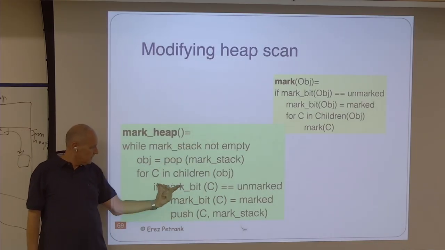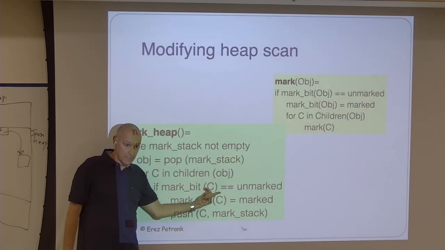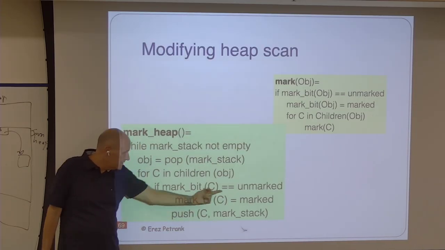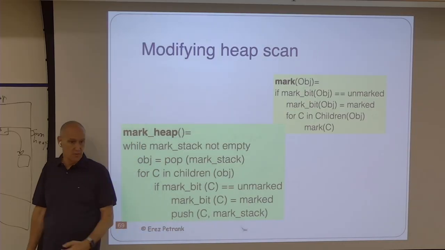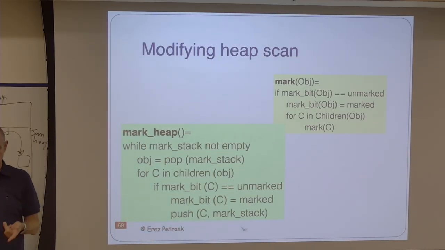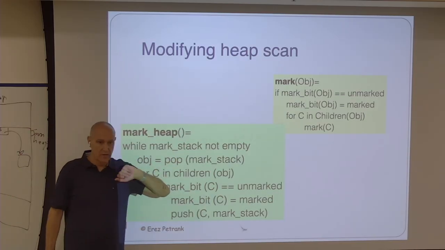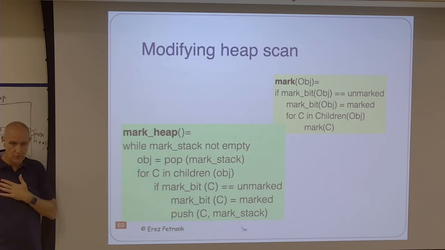How will I handle it? I will look at its children. And if a child is already marked, I need do nothing. But if it's unmarked, I'm going to mark it and add it to the stack, so I will later look at its children. Okay, this is what I do. So this replaces the recursion with iterations and a stack that I control.